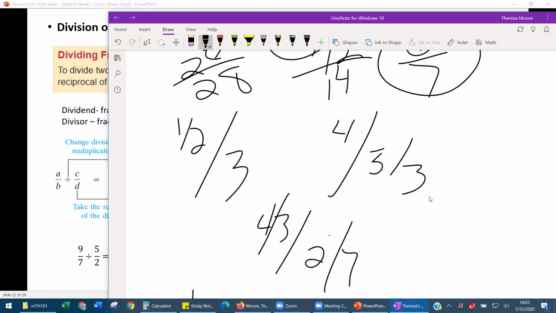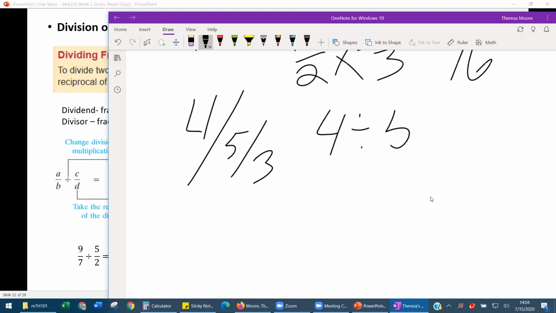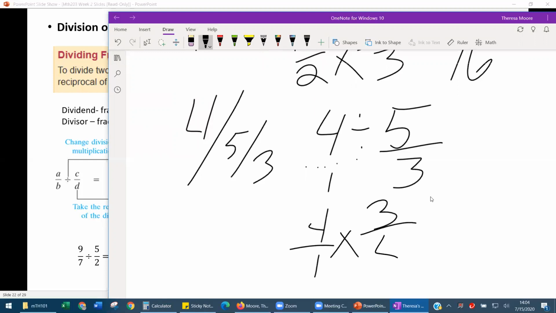The other one, 4 over 5/3. The whole number 4 over 5/3 is the same as 4 divided by 5/3. 4 is the same as 4/1, so we could say 4/1 times the reciprocal, which would be 3/5. So that gives us 12/5.